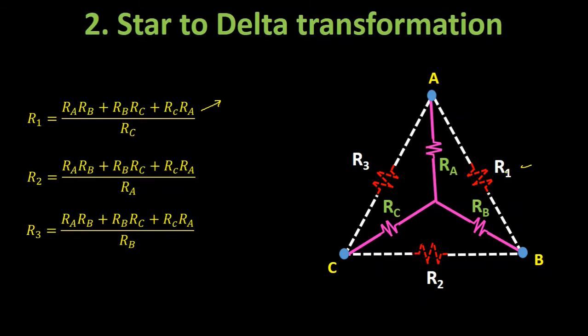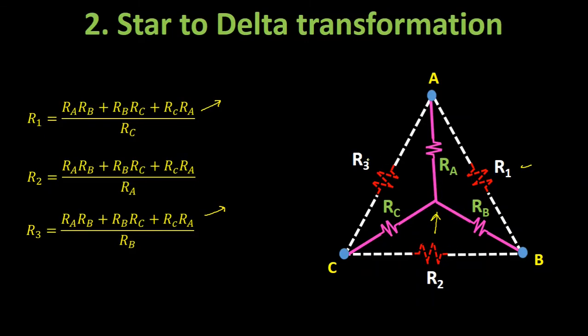So in front of R1 which resistance is there? RC is there. So in the denominator we have RC. For R2 again the numerator will be same, divided by the front resistance to R2. So the front resistance to R2 is RA in the star connected network. So in the denominator we have RA. Again for R3 the numerator is same, divided by the front resistance to R3.